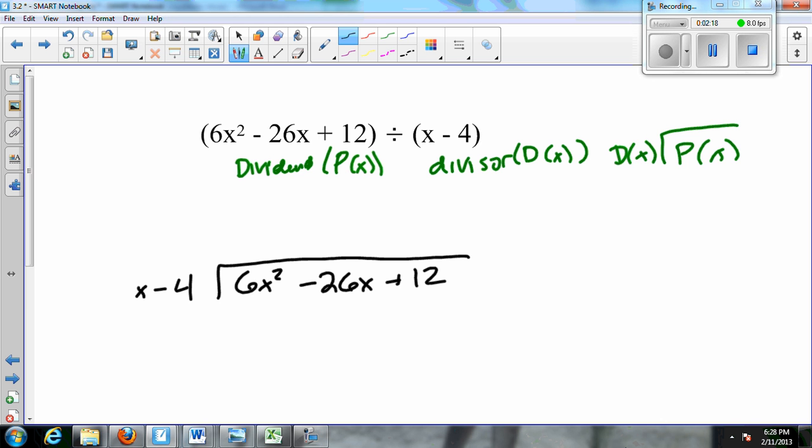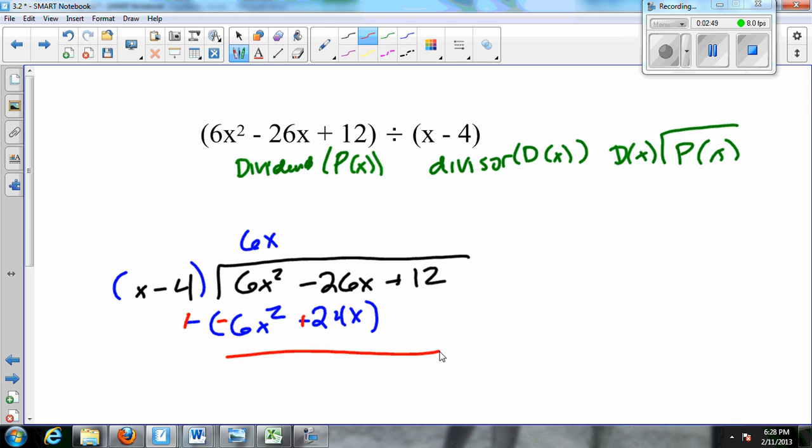Okay, so we are looking to get x to become 6x squared. So we need to multiply by 6x. Now we multiply both outside factors. 6x times x is 6x squared. 6x times negative 4 is negative 24x, and they have to line up by degree. Long division has a subtract, so we do as well. Distribute the negative, change it to adding. The 6x squareds cancel out. Negative 26x plus 24x is negative 2x. Bring down your plus 12.